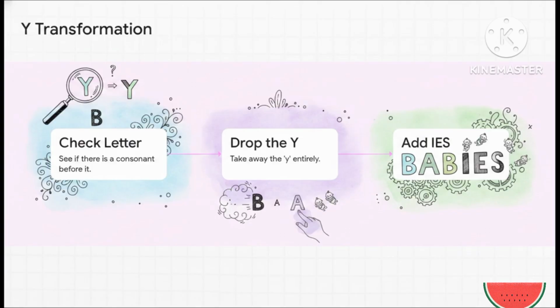You can't just look at the Y itself. You have to look at the letter sitting immediately before it. Step 1: Check if there is a consonant before the Y, like the letter B in the word baby. If there is, Step 2 is to take away the Y entirely, just axe it. Then Step 3, you add IES. So the word baby transforms beautifully into babies. It's a complete three-step transformation.